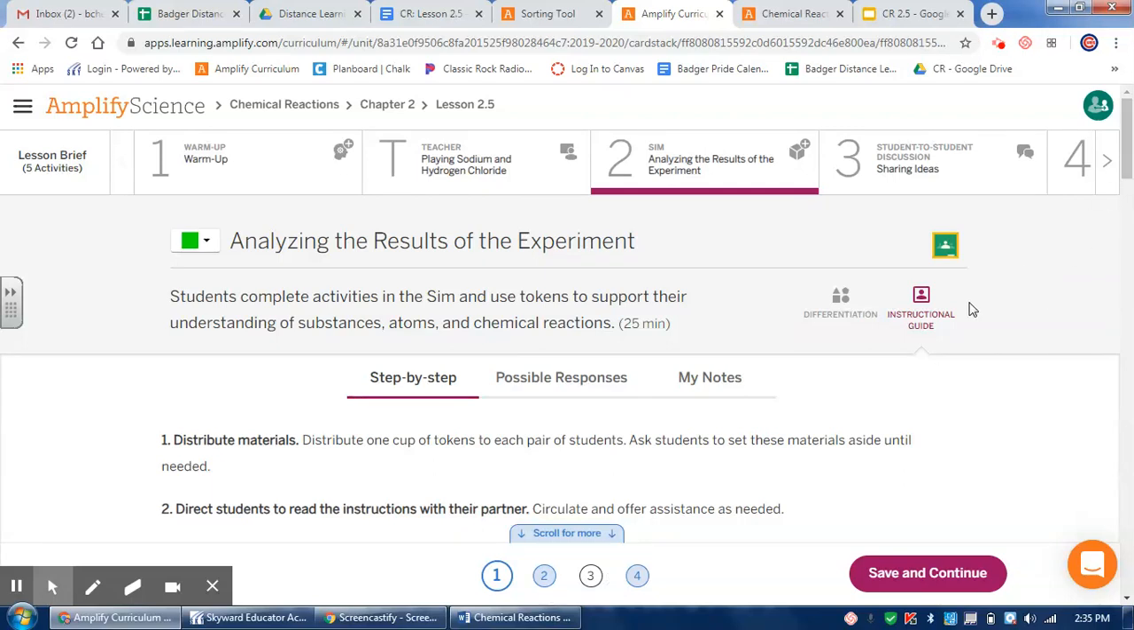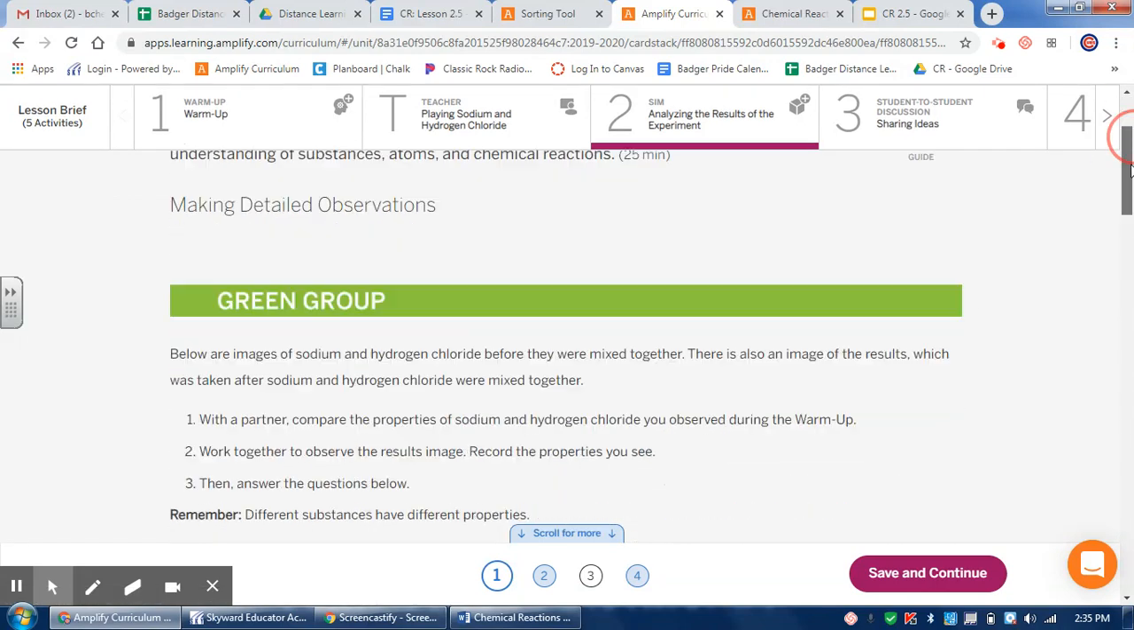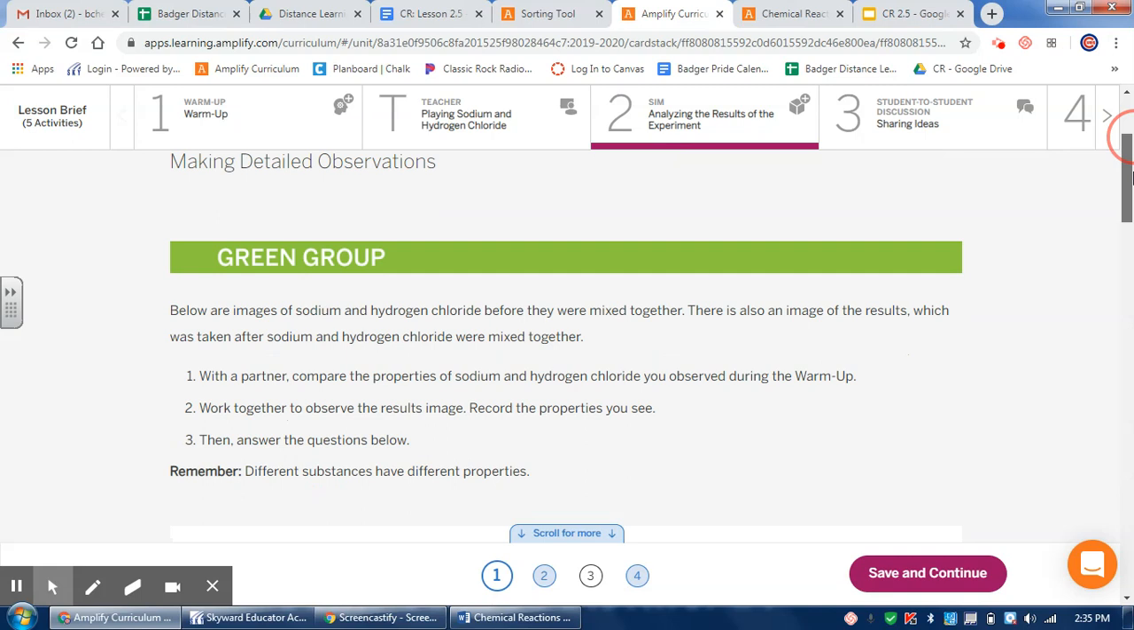I'm going to help you through activity two. So if you had a hard time, this should help you get through the work. What we're going to do is take a look at the images of the sodium and the hydrogen chloride before they were mixed together and after they were mixed together. So we're going to look at the reactants, what we started with, and the products, what we ended up with. We're going to make some observations and answer a few questions together.